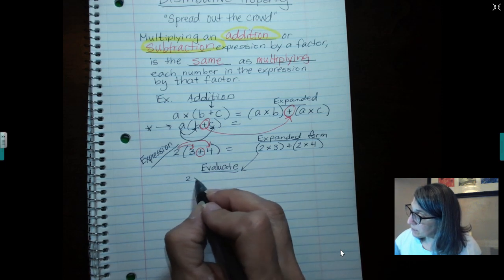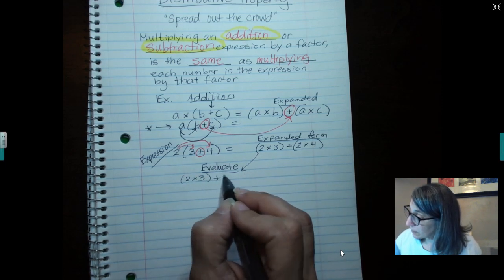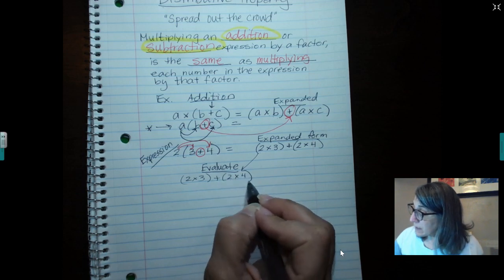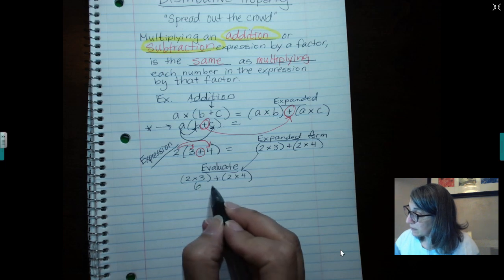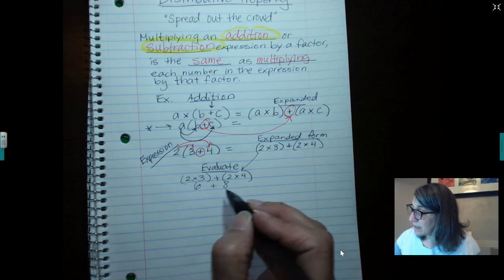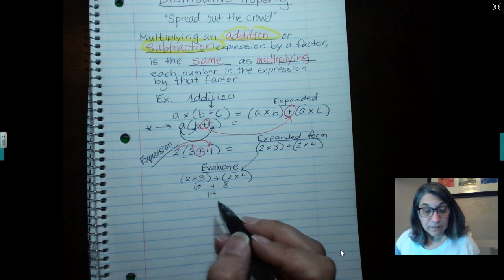So now I'm going to copy this down here. I'm going to do 2 times 3 plus 2 times 4. And then I'm going to do my order of operations, multiplication first. 2 times 3 is 6, plus 2 times 4 is 8. And those 2 together are 14.